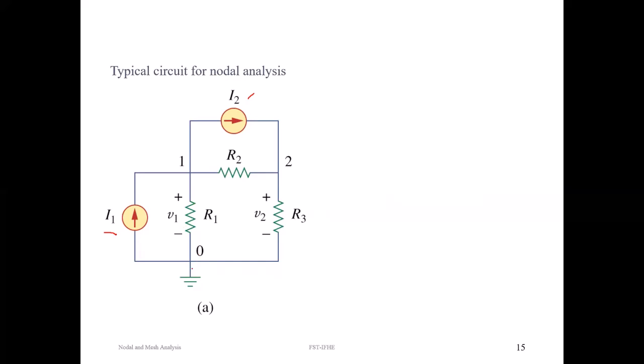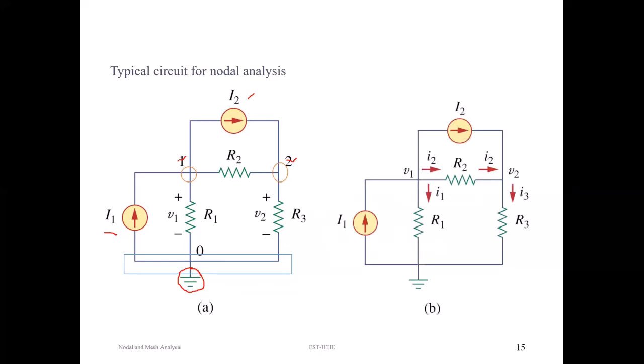Already he has given this as a reference node, and this is node 1 and this is node 2. Let us assign node voltages: this is considered the reference node, this is node voltage V1, and the second node is node voltage V2. Then we assign the current directions. Let the current flowing through R1 be in the downward direction, identified as small i1. Let the current through R2 be i2, flowing from V1 to V2. Let the current through R3 be i3, flowing from V2 to ground, which is at zero potential.